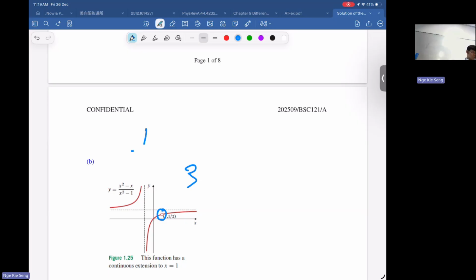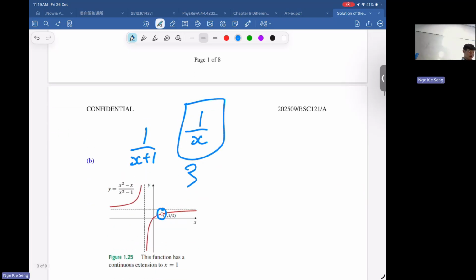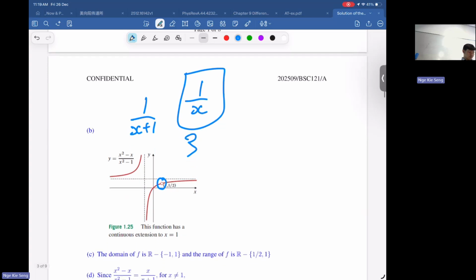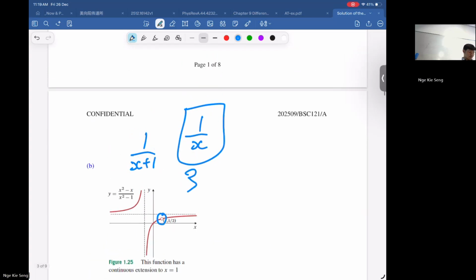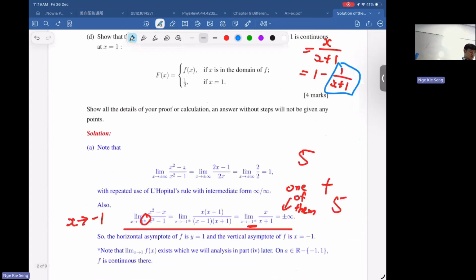Yeah, so you should follow the basic shape. 1 over x plus 1, or even 1 over x, right? So there's a shifting in the x direction and a shifting in the y direction. Okay. And then figure out what the domain is.